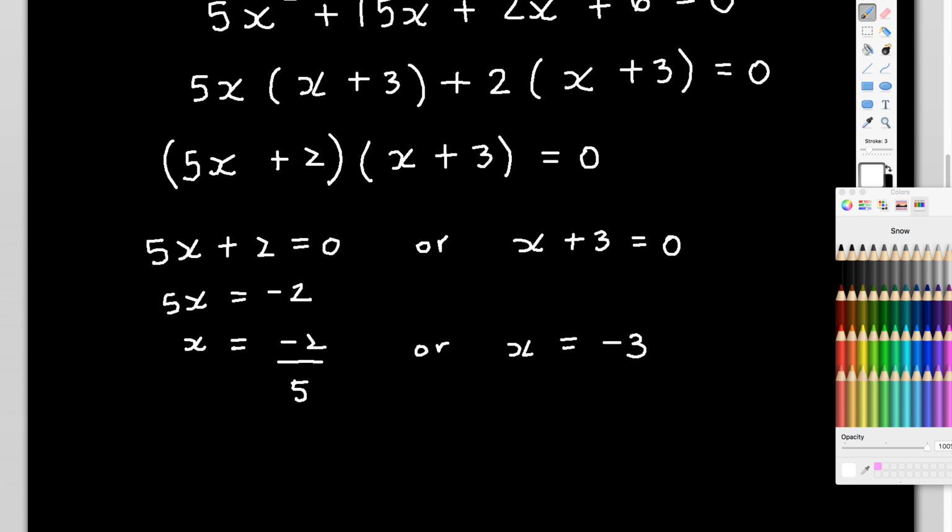Lastly, null factor law, and make sure you clearly write your answers at the bottom. x equals whatever you've got is your first answer, or x equals and then your second answer, because you will likely have 2 with a lot of these. And also remember, if you've got a square root of a negative number, that can't be done, so you have no solution.